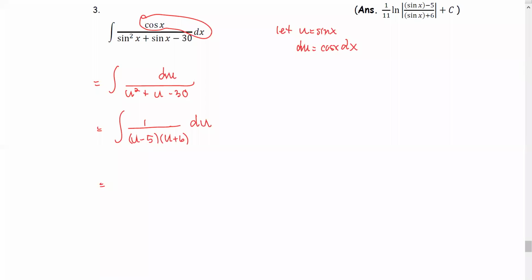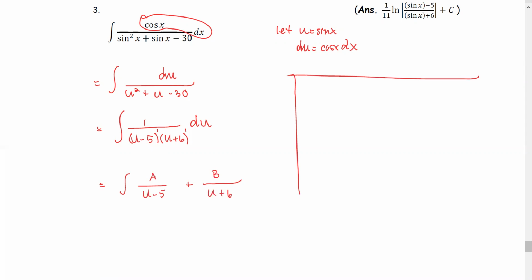As we see, these are linear factors of power 1 each, so we have two partial fractions. The first one has the denominator u minus 5, the second one has the denominator u plus 6. We are going to find the numerator A and numerator B. On the side, the original rational expression, 1 divided by u minus 5 times u plus 6, equals the sum of the two partial fractions, A over u minus 5 and B over u plus 6.